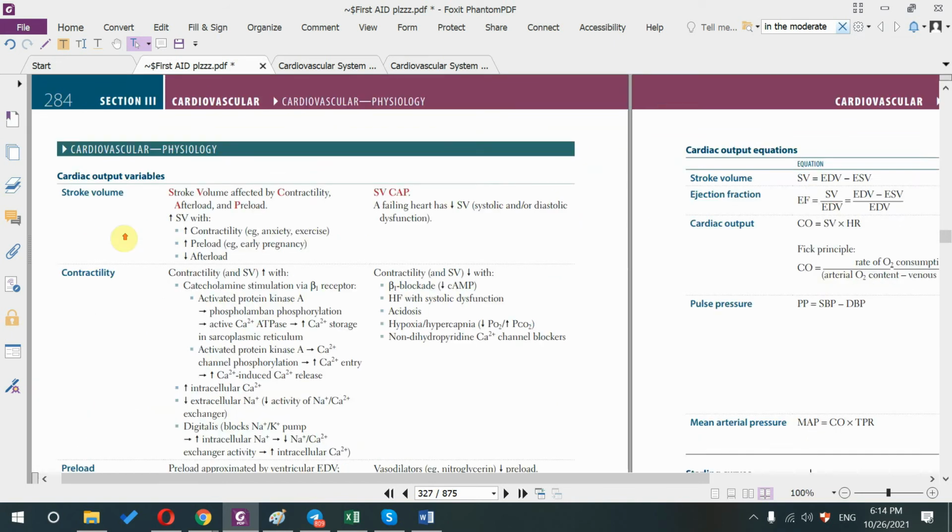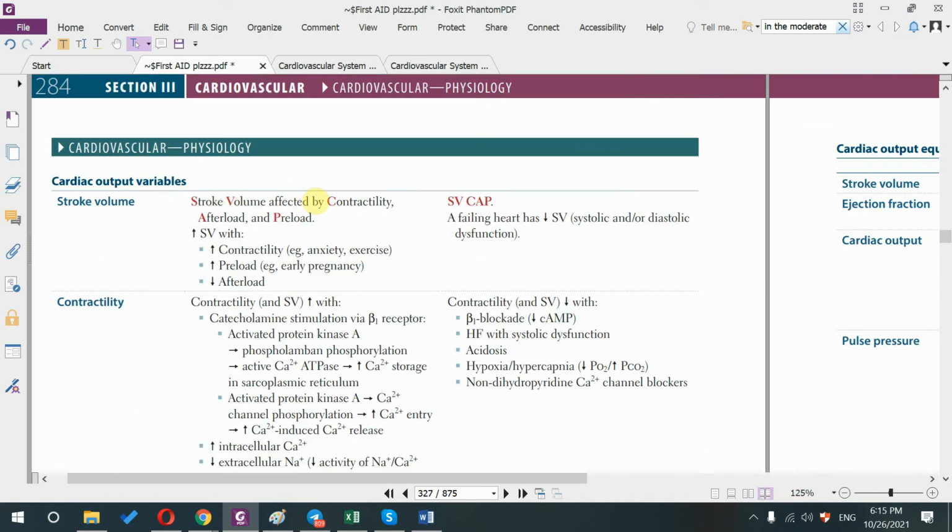So the stroke volume, they write, stroke volume is affected by the contractility. We explained that. Afterload, we explained that. And the preload, we also explained that. So there will be an increase in the stroke volume with the following. So contractility, what makes your heart pump stronger?